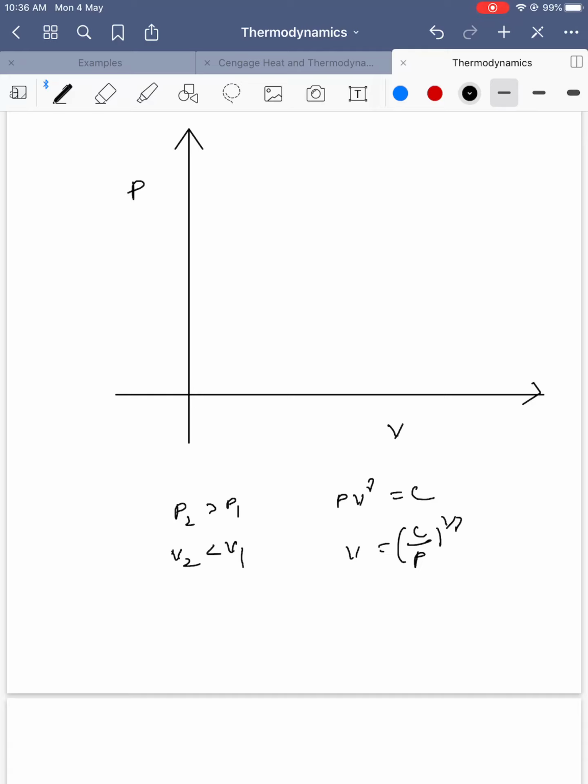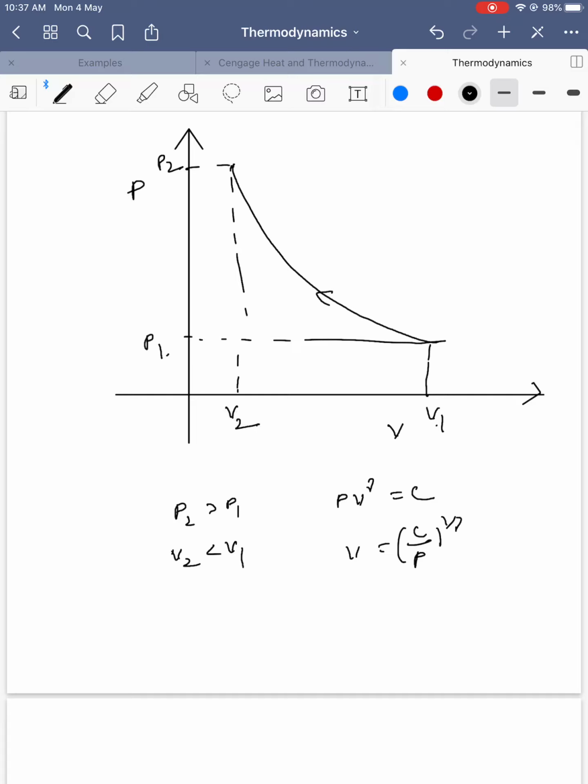So the graph will be like this. It approximately looks like an isotherm, but it's not an isotherm. P1 and P2, and here is volume V1, because less pressure, more volume. Here more pressure, less volume, V2. From where to where is it going? Volume is decreasing. So is this work positive or negative? Volume is decreasing, so negative work it will be.